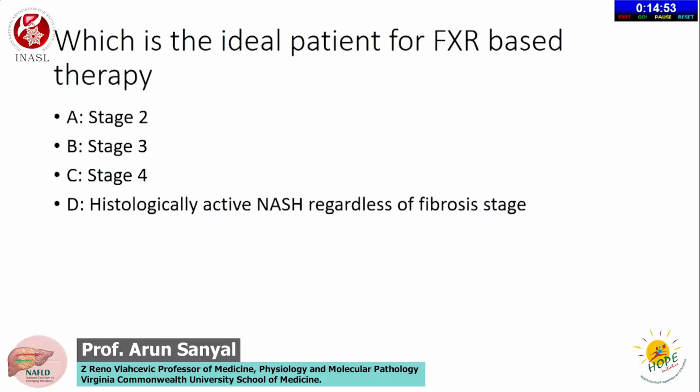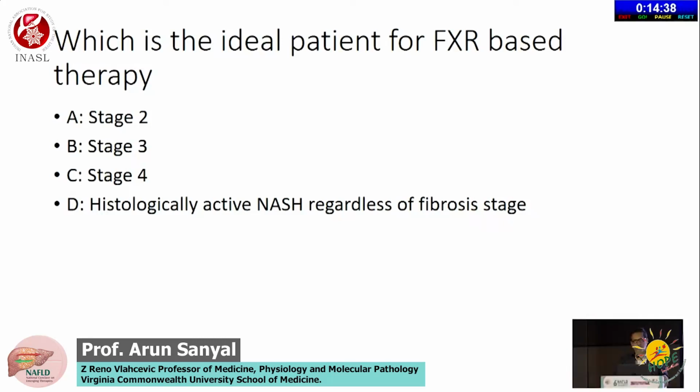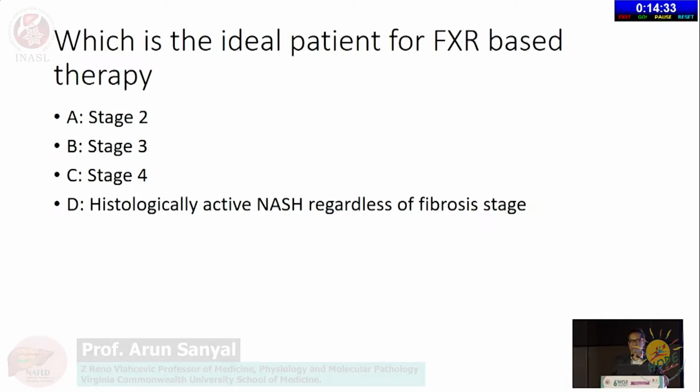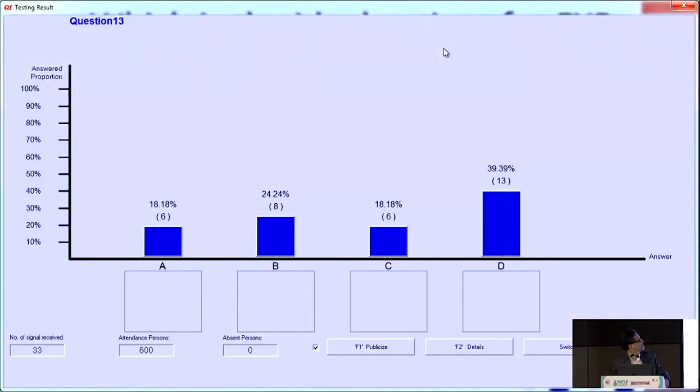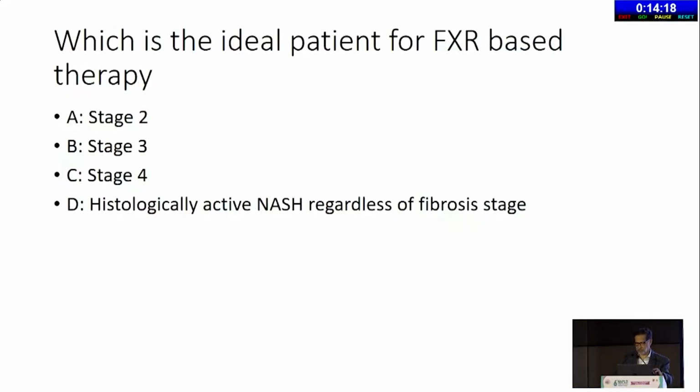Okay, so quick question at the beginning. This is your pre-test. Which is the ideal patient for FXR-based therapy: stage 2, stage 3, stage 4, or histologically active NASH regardless of fibrosis stage? Oh, okay. Well, let's see what the data tells us.